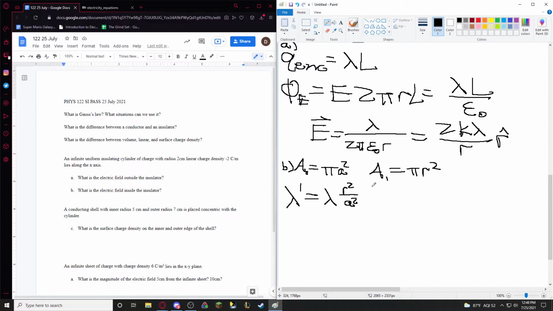Well, we will use the same formula as we used last time, but with the new lambda prime that we got, and we also have to use a different radius, which is just going to be r. We'll just leave it as r, and we know it's going to be smaller than a. So all we have to do is just plug it into our formula, right? So what do we end up getting?